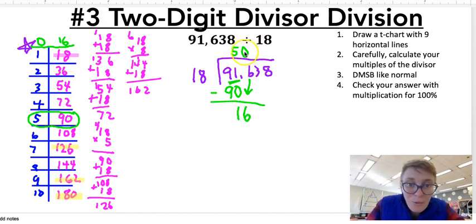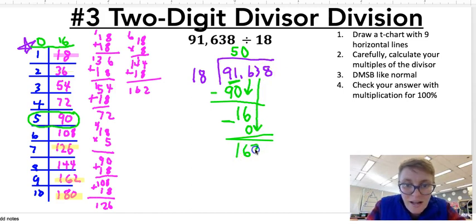This is really important, and this is going to be on our interims. We want to make sure we know we have 0 as a placeholder. So 18 times 0 is 0. I'm going to subtract. I get 16. And now I'm going to bring down this 3. Notice how these arrows are a different length. I only bring down one number at a time.